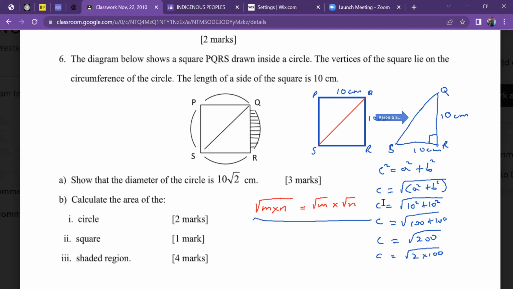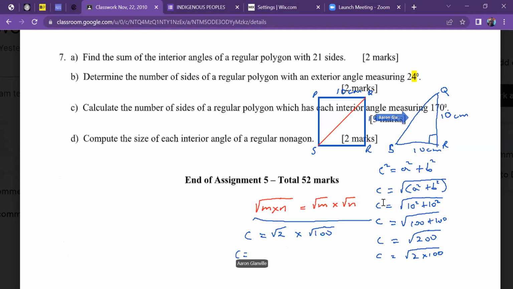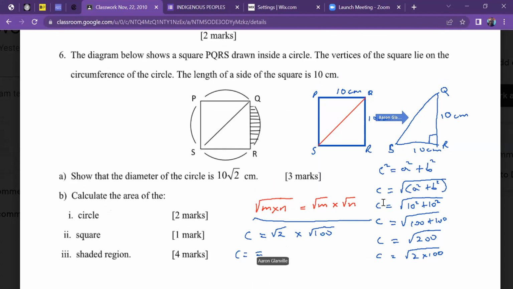So C is also equal to the square root of 2 multiplied by the square root of 100. That's also true, right? So what is the square root of 2? Well, we don't know. The square root of 2 is equal to the square root of 2, and the square root of 100 is equal to what? 10. So the length of the diameter is equal to 10 root 2.